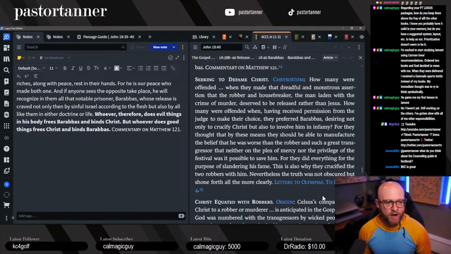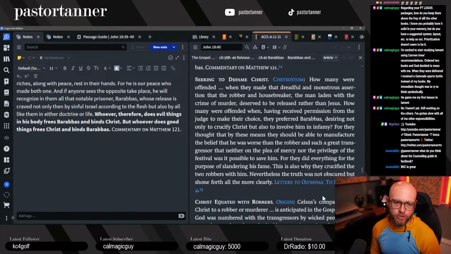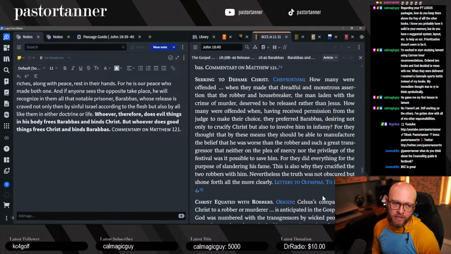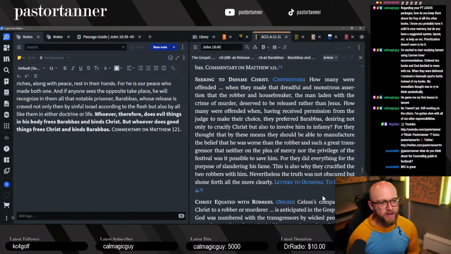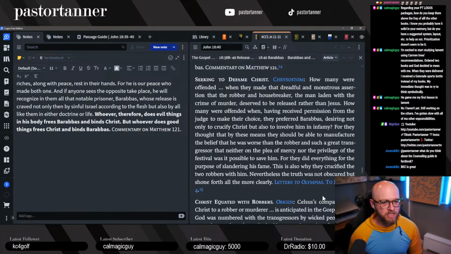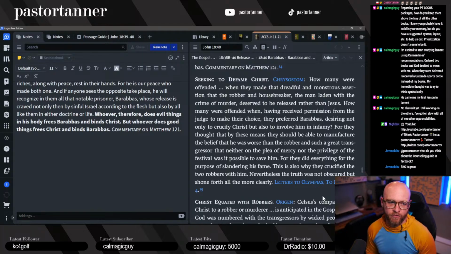Seeking to defame Christ, Chrysostom: How many were offended when they made that dreadful and monstrous assertion that the robber and the housebreaker, the man laden with the crime of murder, deserved to be released rather than Jesus? How many were offended when, having received permission from the judge to make their choice, they preferred Barabbas, desiring not only to crucify Christ, but also to involve him in infamy?